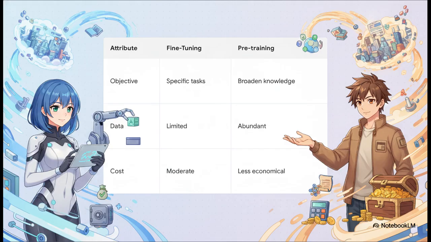So this gives us a really clear decision framework. If you have limited labeled data and just need your bot to follow specific stylistic instructions, you want fine-tuning. It's targeted and it's cost-effective. But if you need to teach the model entirely new facts, new concepts, or recent global events, you're going to need continuous pre-training. Now, it requires abundant data and is definitely less economical, but it fundamentally expands the model's brain.